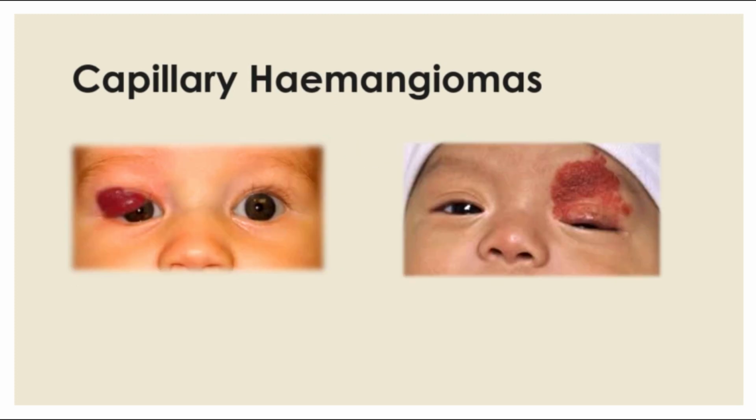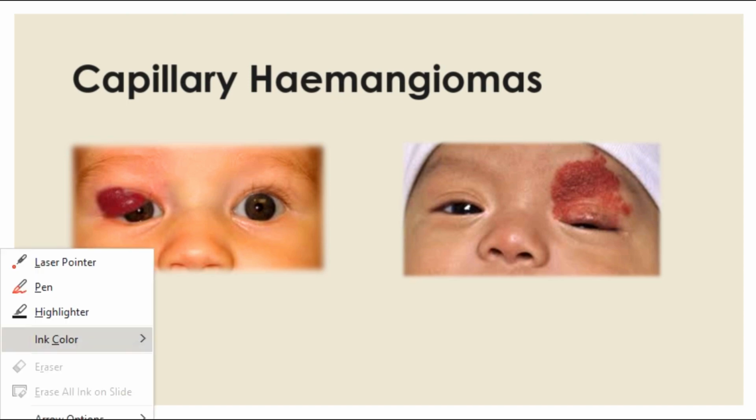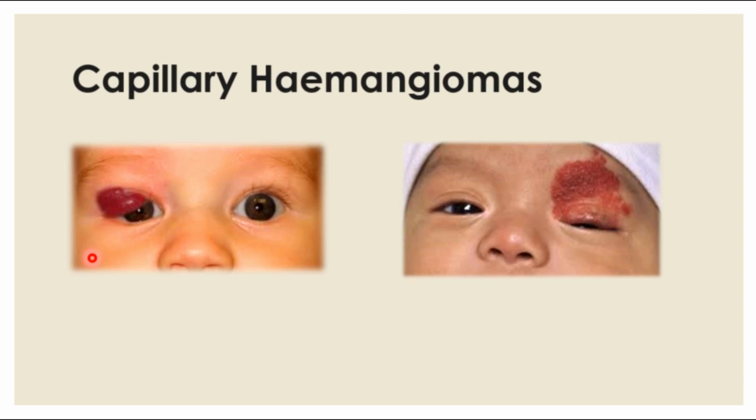Here's a picture of capillary hemangiomas. As you can see, I used pictures with the lesion around the eye area just to remind you that if the lesion is in the eye or in the airway, it can cause serious complications.